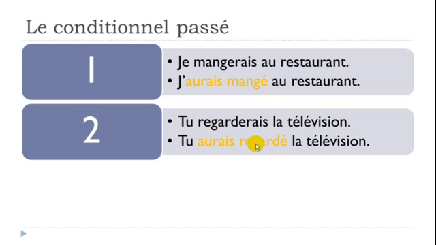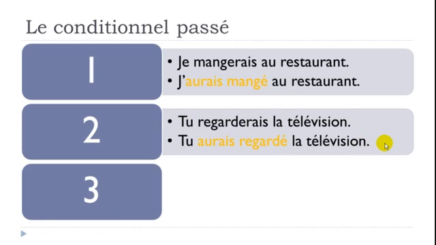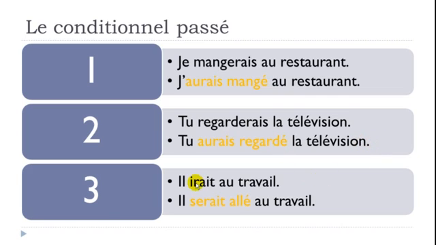Tu aurais regardé la télévision. Okay? So same thing here. The first one is at the conditionnel présent form. Second one, conditionnel passé form. And then, il irait au travail would become il serait allé au travail.